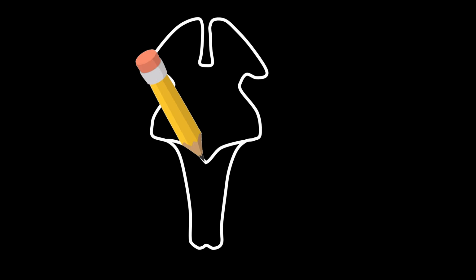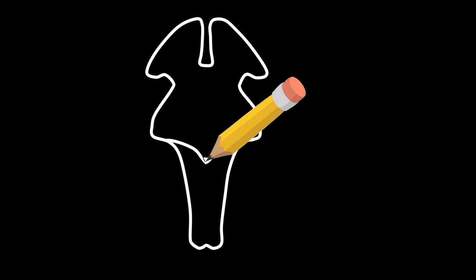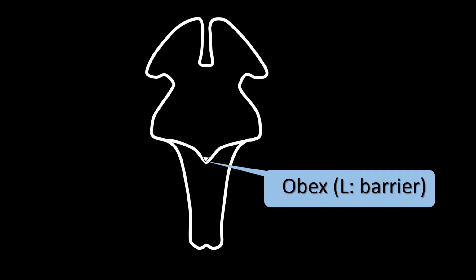Now go to the lowest point of the line we just drew and draw a triangle. This is called the obex. The obex is a triangular lamina of gray matter of uncertain function. The obex can be used as a landmark to separate the closed medulla below from the open medulla above.